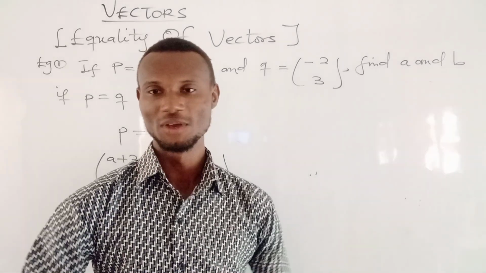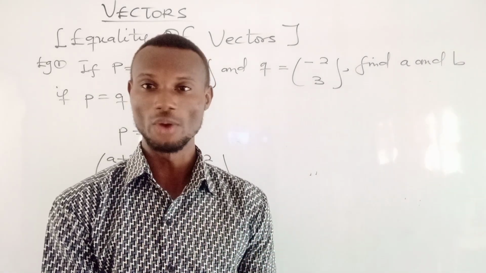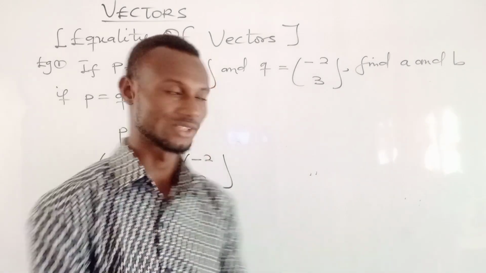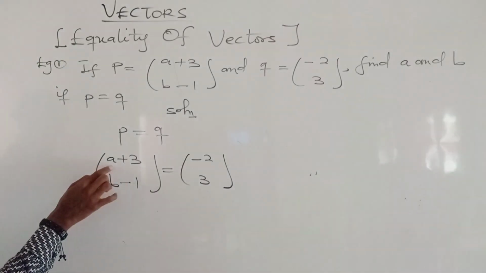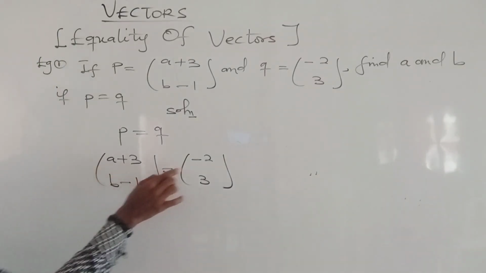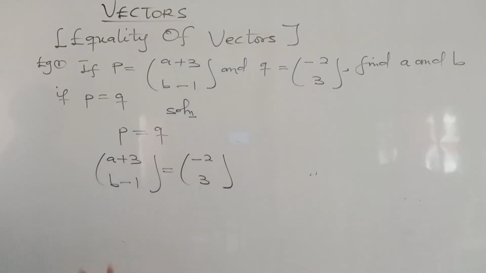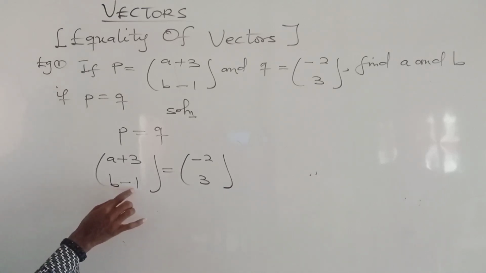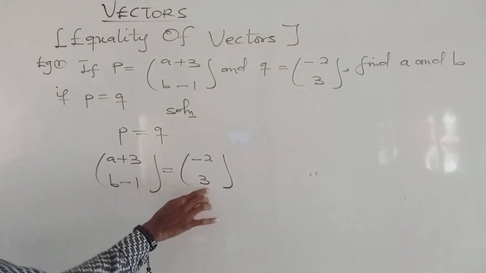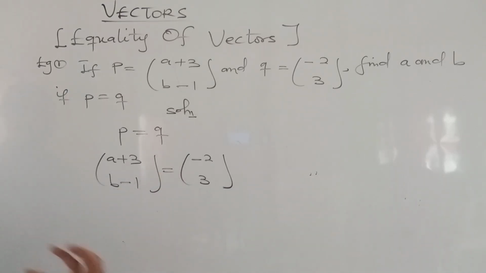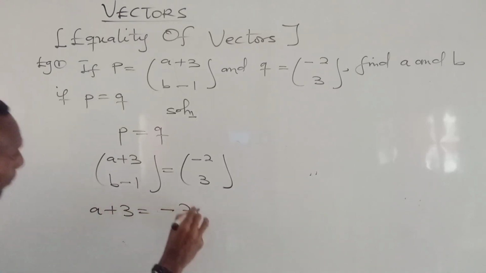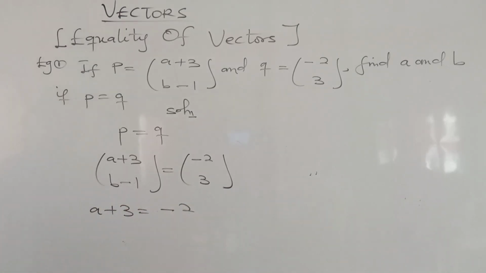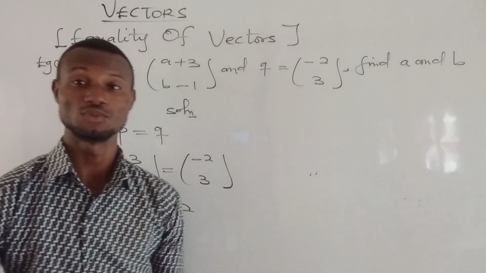So from here, we just need to equate the corresponding components. When I take the A plus 3, I will equate it to the minus 2 and solve for A. And when I take the B minus 1, I'll equate it to 3 and solve for B as well. So let's do exactly that. I'll have my A plus 3 equals minus 2, and this becomes a simple linear equation to solve for A.